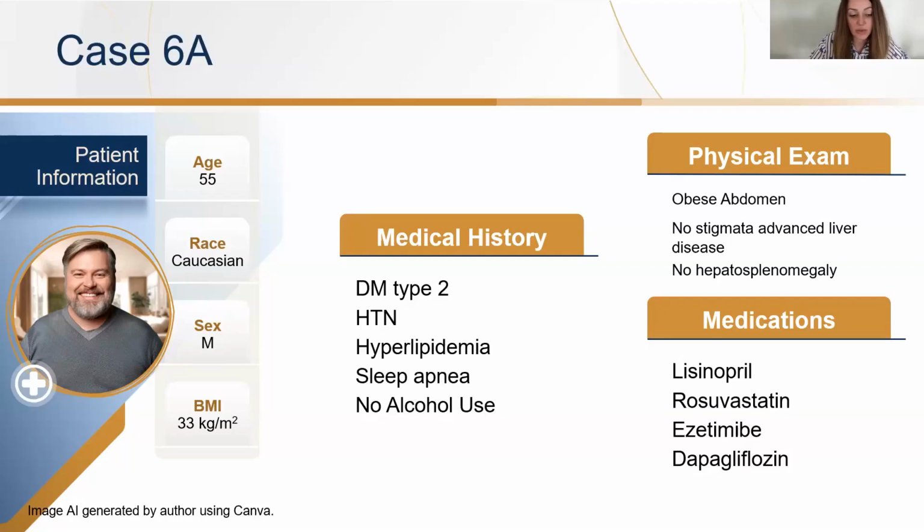and dapagliflozin or Farxiga. His physical exam reveals an obese abdomen, which sometimes makes it challenging to palpate abdominal viscera. However, we can appreciate hepatomegaly, which is due to significant fatty liver infiltration in some cases. Important to mention that for Sam, we see no signs of portal hypertension, no splenomegaly, no appreciable ascites or cutaneous stigmata of liver disease.